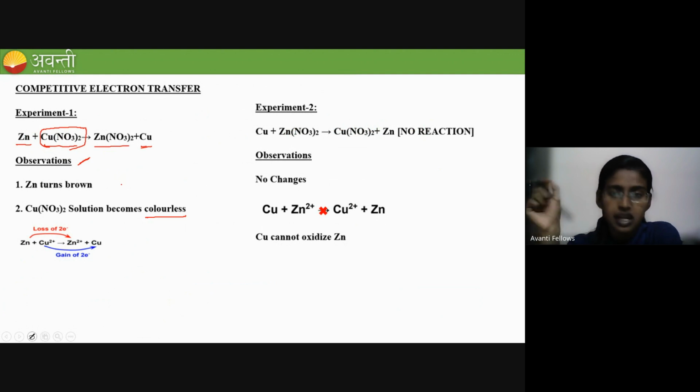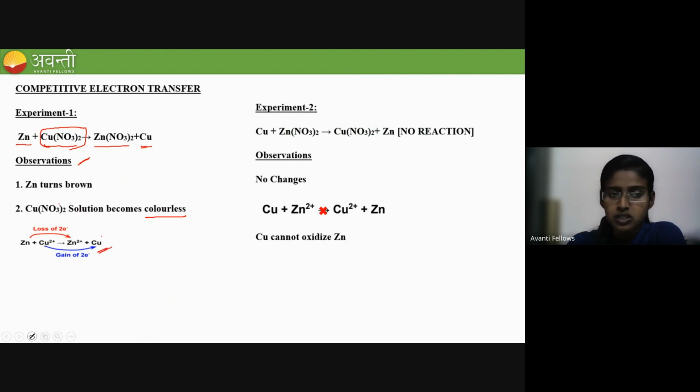Okay, and that reaction is nothing but a redox reaction in which both reduction and oxidation take place. In the zinc rod, 2 electrons are lost and it is getting converted to zinc 2 plus. And the copper 2 plus ion, which is present in the copper nitrate solution, is gaining the 2 electrons which the zinc has given out, and it is getting converted to copper metal.